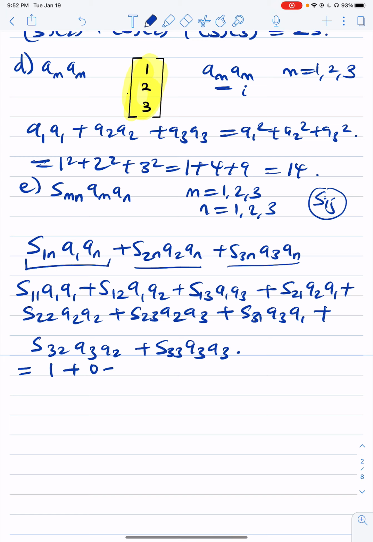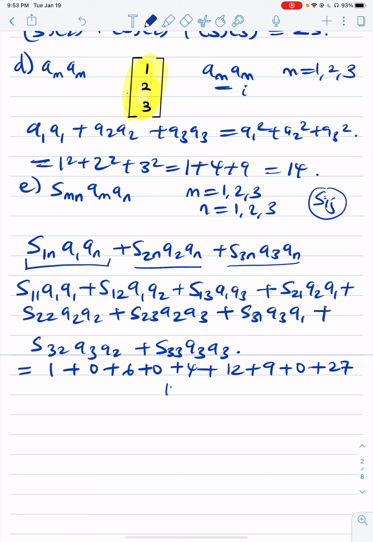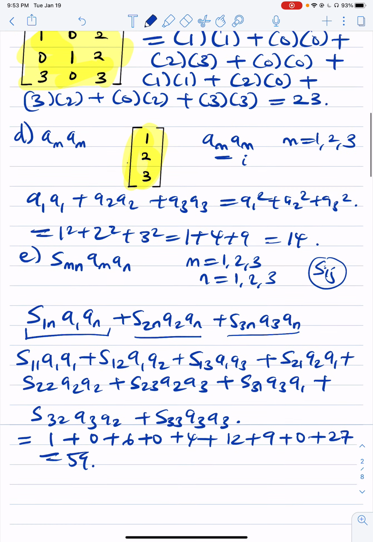So this will be 1 plus 0 plus 6, 0 plus 4 plus 12, plus 9 plus 0 plus 27. Alright, so this should give us 1 plus 6 is 7, 11, 11 plus 11 is 21, and 27, 59. Okay, so equal to 59. Just make sure you understand how we got this.